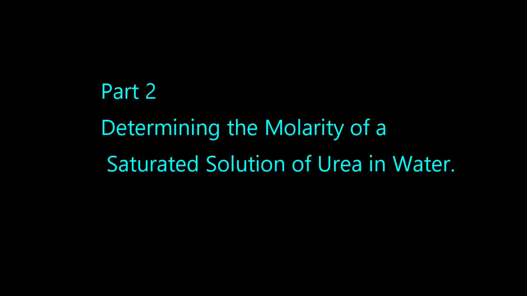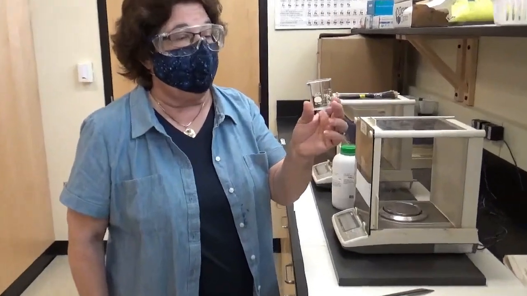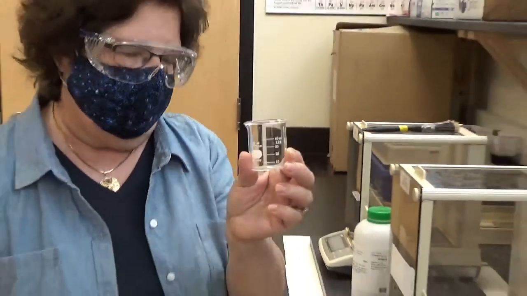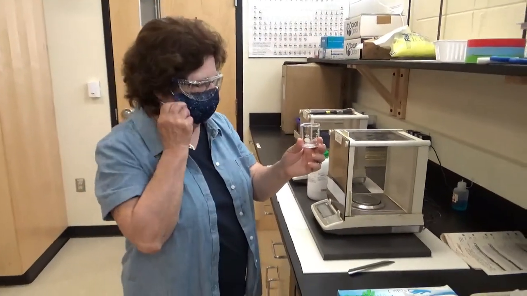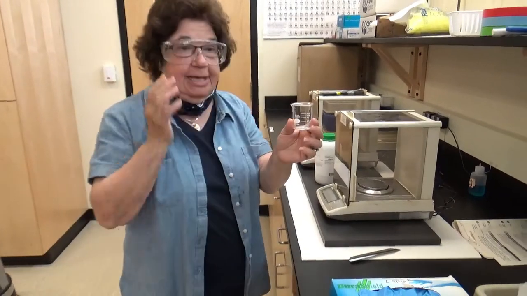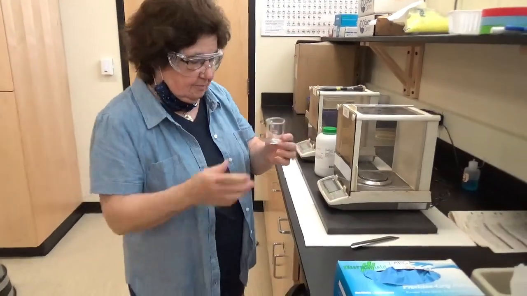Okay, we're up to part 2, determining the molarity of a saturated solution of urea in water. The second part of this lab says to take a small beaker, 50 milliliters, I think these are so cute, and to put some of the urea in it, between 4 to 6 grams.